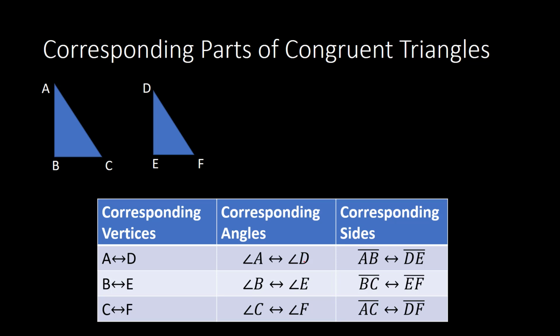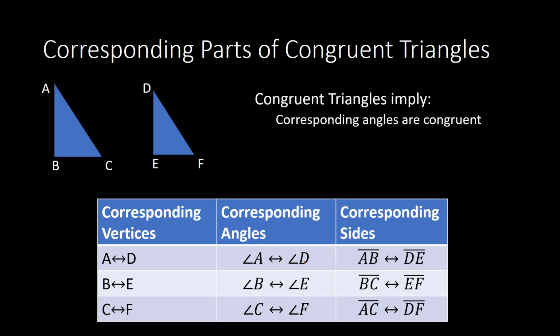So based off this information, we can conclude that if we have congruent triangles, then the corresponding angles are congruent and the corresponding sides are congruent. Meaning that the corresponding angles have the same measure. So if angle A is, let's say, 30 degrees, then angle D, the corresponding angle, must also be 30 degrees. And when dealing with sides, let's say AB were 10 inches, then DE must also be 10 inches if they are congruent. So the corresponding angles and sides are going to be congruent.